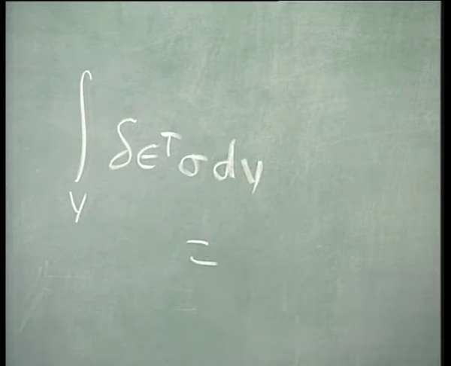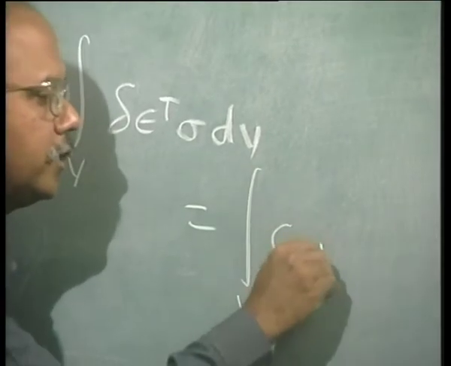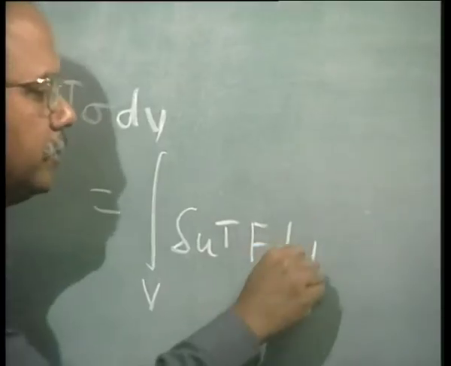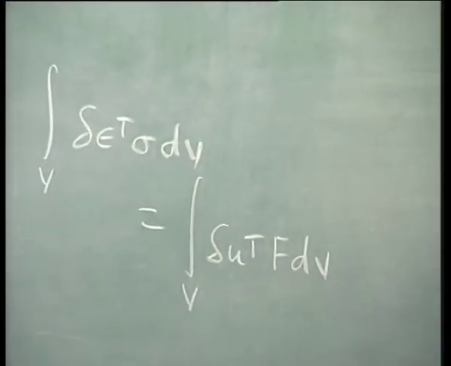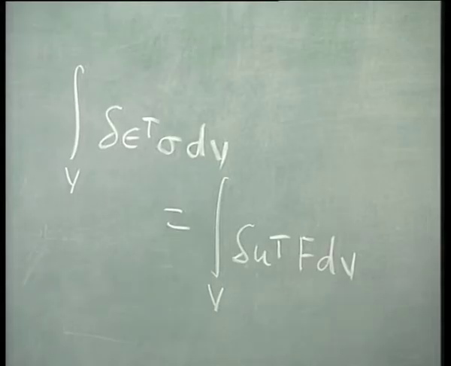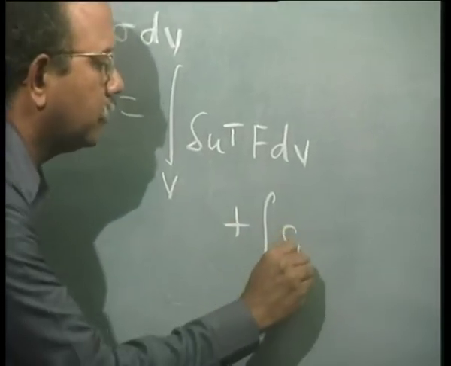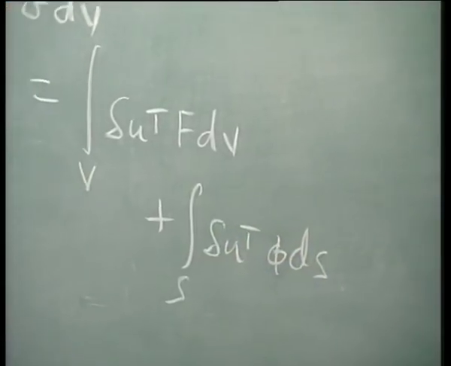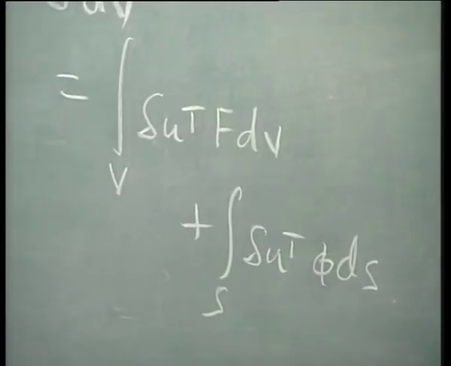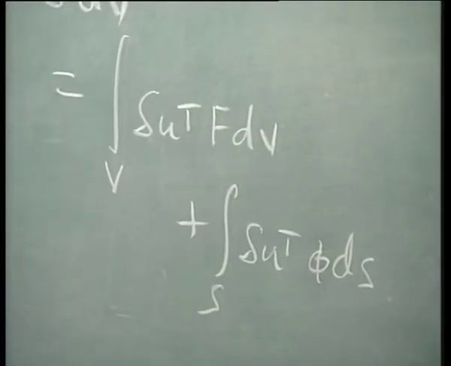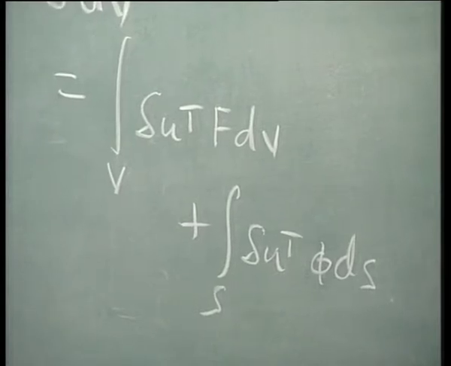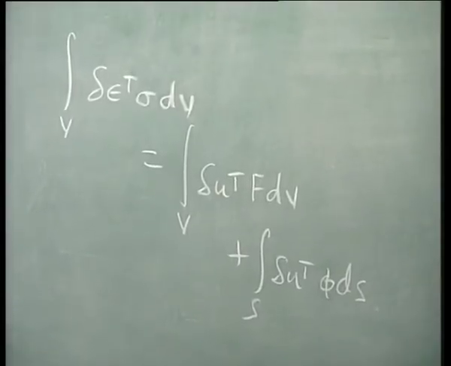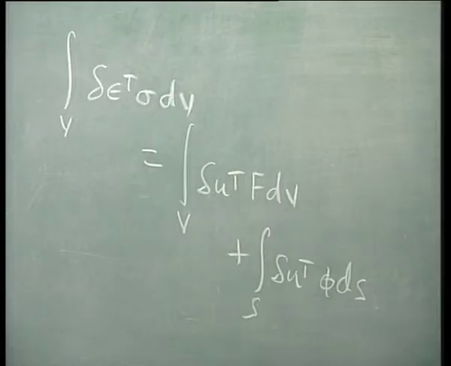What are the terms? There are body forces, delta U transpose F dV. Okay, and then what is the next term? Delta U transpose phi dS. Right? You write it down for an element. Right? Then we will expand it. Now substitute for all the terms that you know. On top of it, do a small jugglery, which I am going to say.